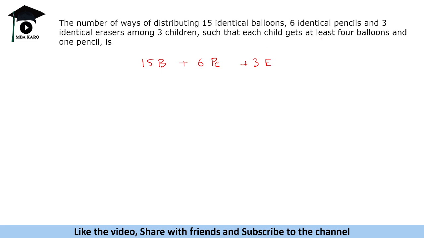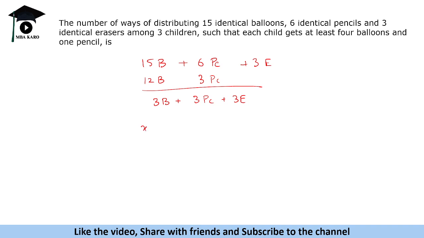First of all, we will give at least 4 balloons to everybody. So we have distributed 12 balloons. Now we need to give 1 pencil to everybody, so we have distributed 3 pencils. So we are left with 3 balloons, 3 pencils and 3 erasers that we need to distribute to 3 children. Now the minimum criteria is filled.